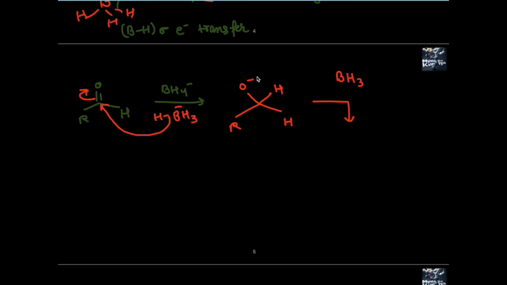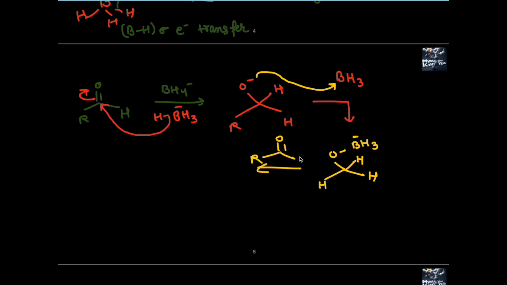It can be stabilized by this alkoxide. This oxygen negative charge donates its electrons to BH3, and you will see oxygen forming a bond with BH3. Again boron has a negative charge, so this boron can donate the boron hydrogen sigma bond to another molecule of aldehyde or ketone, and so the reaction will go forward.